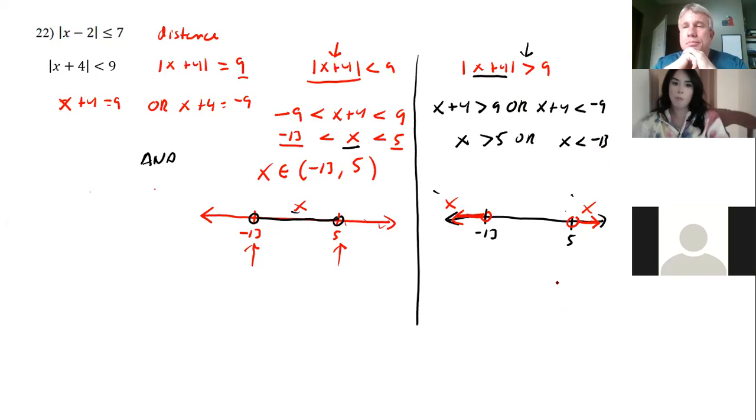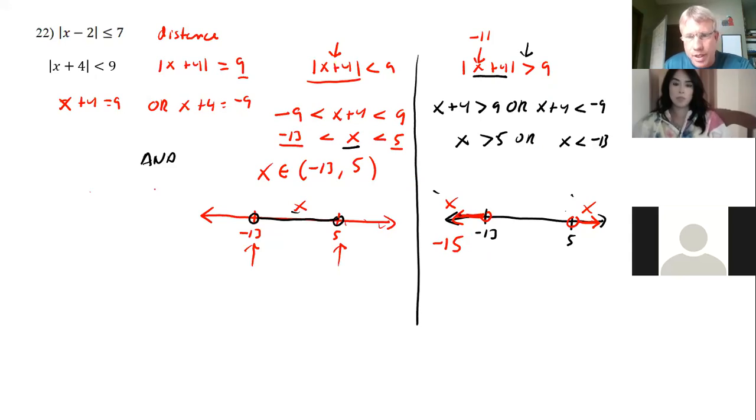So would that be considered a no solution if we were to put that into interval notation? No, there's definitely a solution. If X is down here, let's say X is negative 15. Plug negative 15 in here. What's negative 15 plus 4? Negative 11. Is negative 11 further than 9 away from 0? Oh, yeah. Yeah, it is.